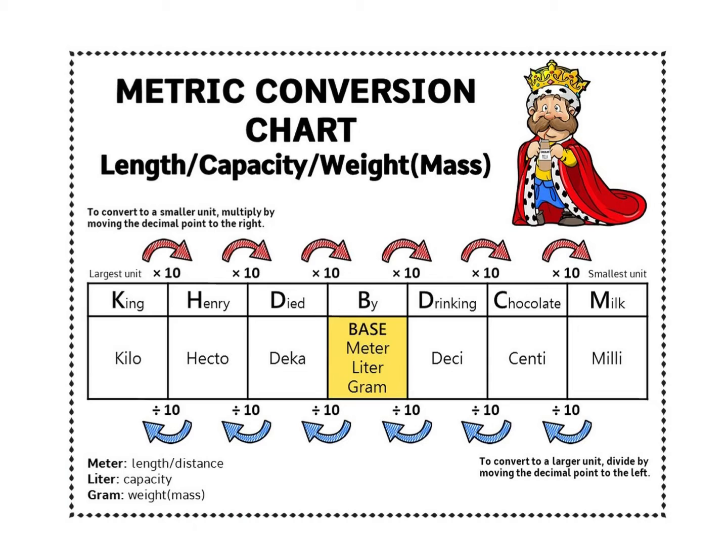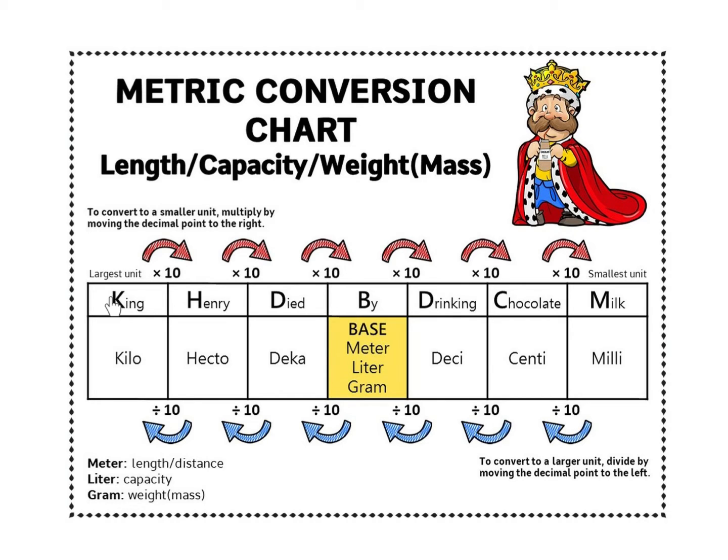We can use the saying, King Henry died by drinking chocolate milk when converting between units in the metric system. King Henry died by drinking chocolate milk stands for kilo, hecto, deca, base unit, which is our meters, liters, and grams, deci, centi, and milli. These units are what the metric system is composed of. Kilo is our largest unit, and milli is our smallest unit.